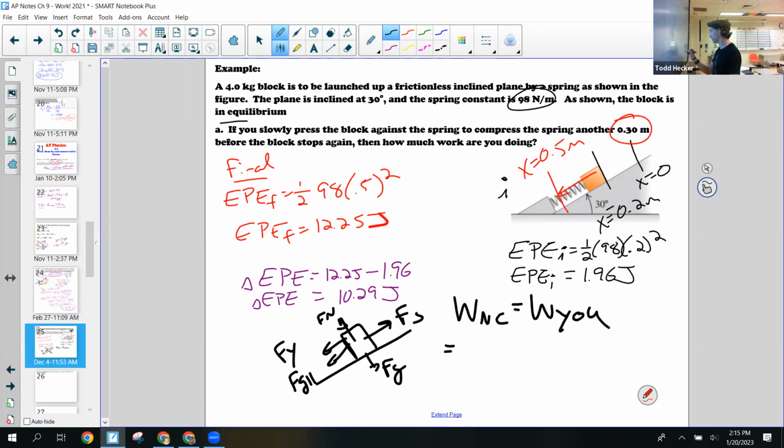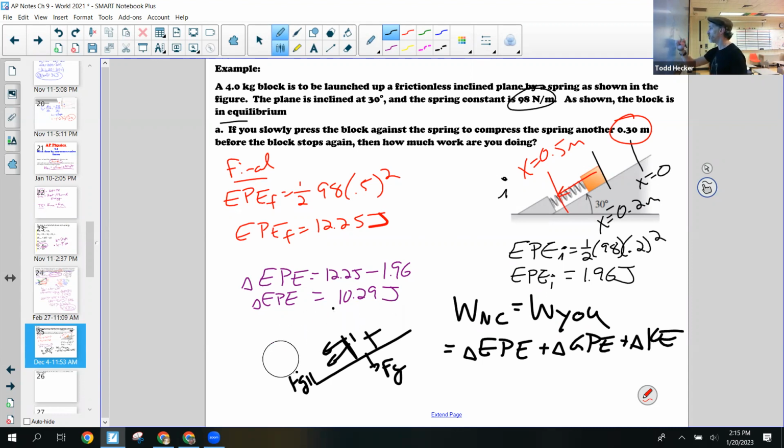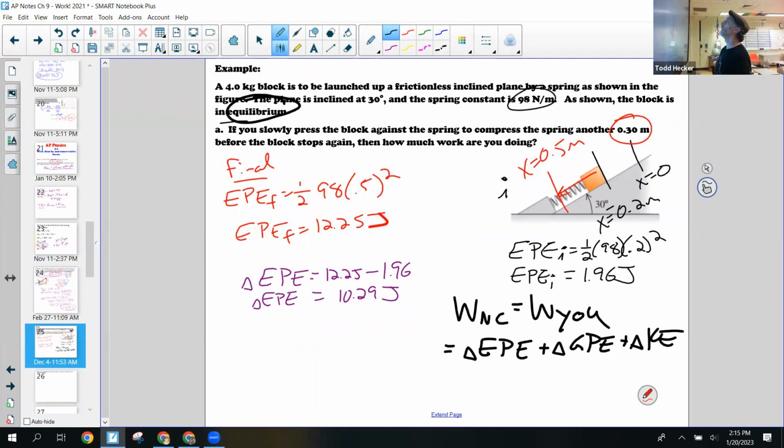Okay. And that's equal to our change in total energy, which for us is our change in EPE plus our change in GPE plus our change in KE. Oh, cool. So if I just find my change in energy, I'm good. And I just found my change in EPE. Let's see, change in K is 0 because the block begins in equilibrium and then you're going to press it until the block stops again. So the change in K is 0. So the only other thing I need to worry about is the change in GPE.